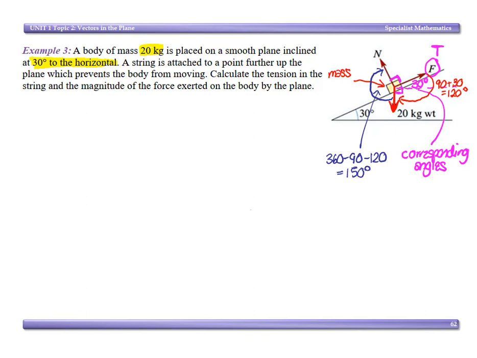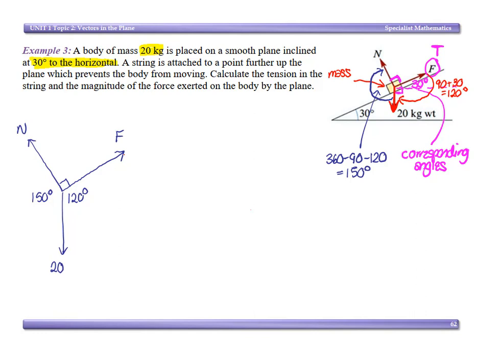So let's try and draw a triangulation of vectors. I'm going to start by just drawing that diagram without the inclined plane. It's going to be a bit easier to see what's going on. So that is N, that is F, and this is 20. We have our 120 degrees, our 90, which I've already put, and our 150 degrees here.